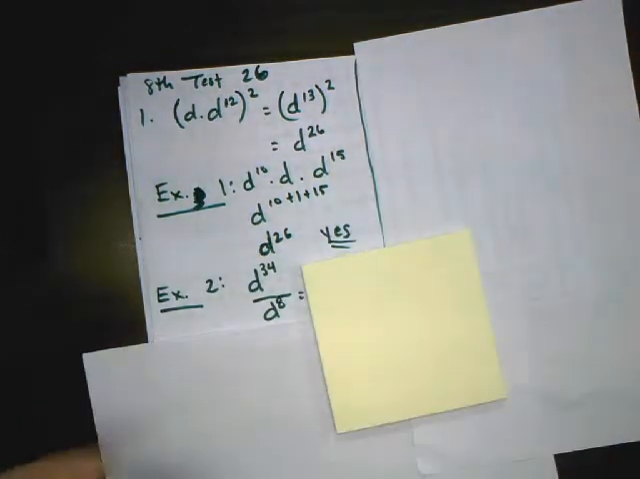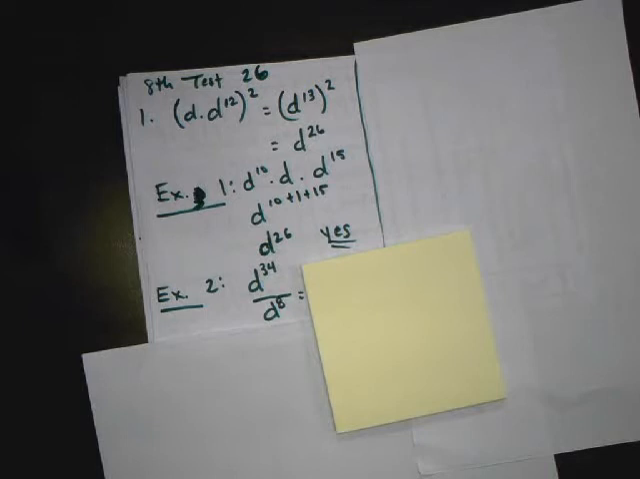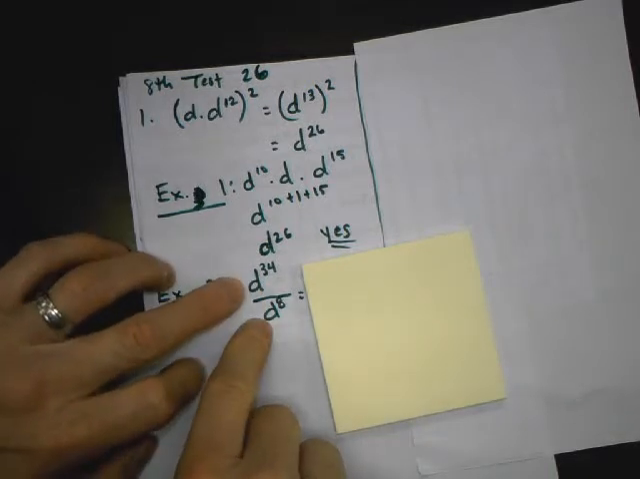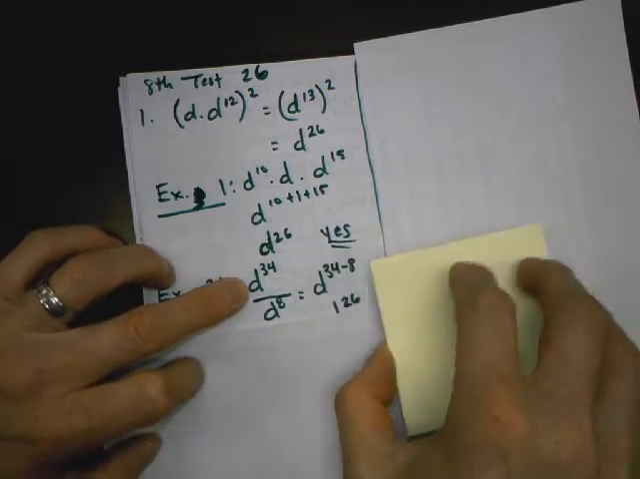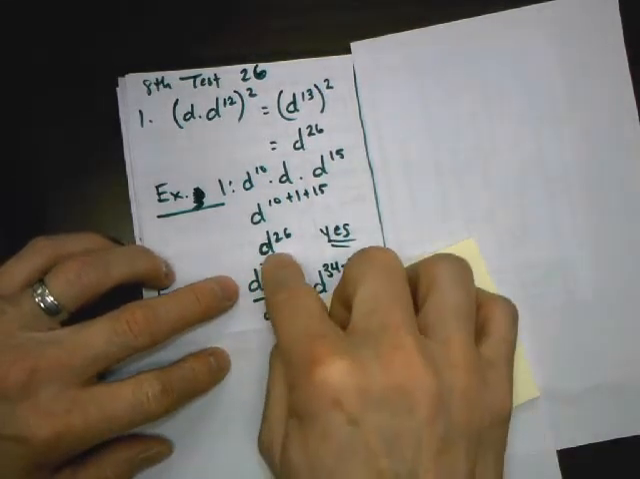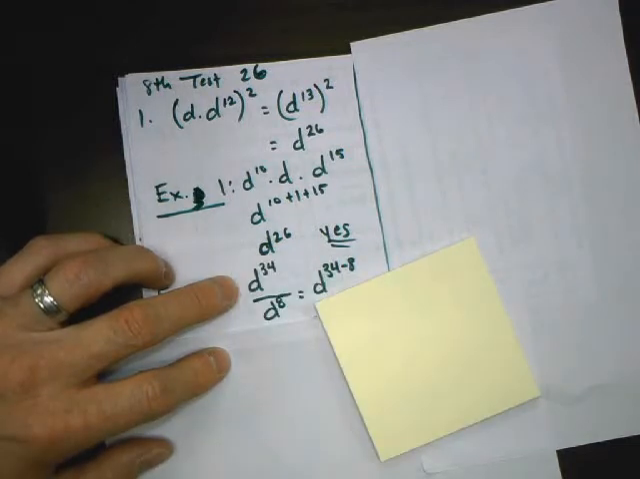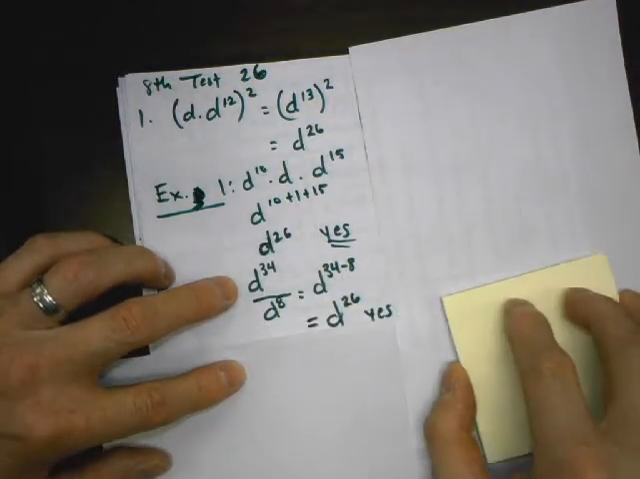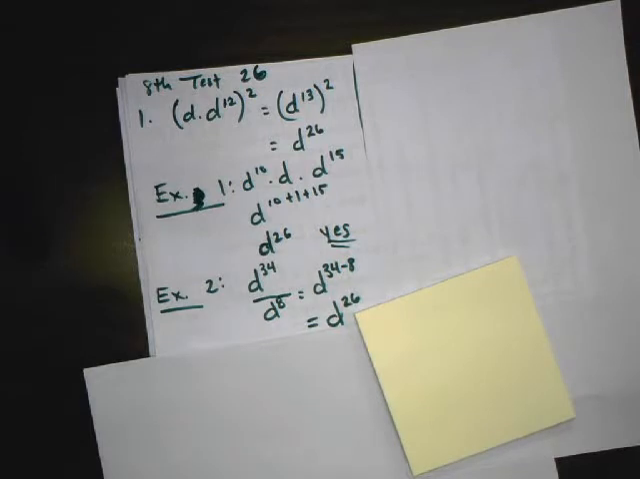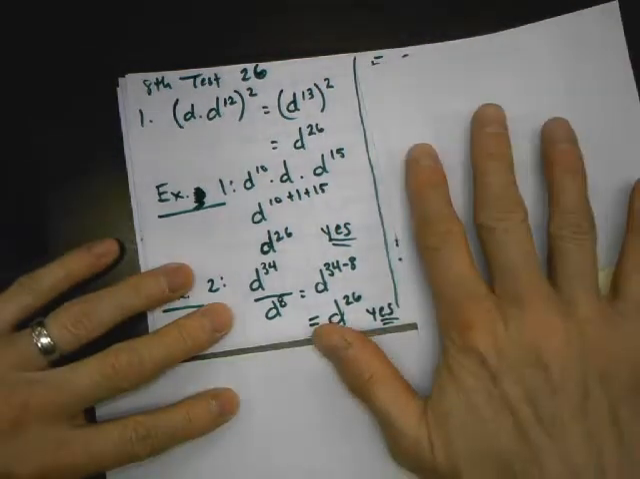The second, expression 2, is d to the 34th divided by d to the 8th. Well, the shortcut for dividing powers with the same base is to copy the base and subtract the exponents. So we have to go top minus bottom. Even if the top was bigger, we still do top minus bottom. And then we get 34 take away 8 is 26. So that's the same as the given expression.